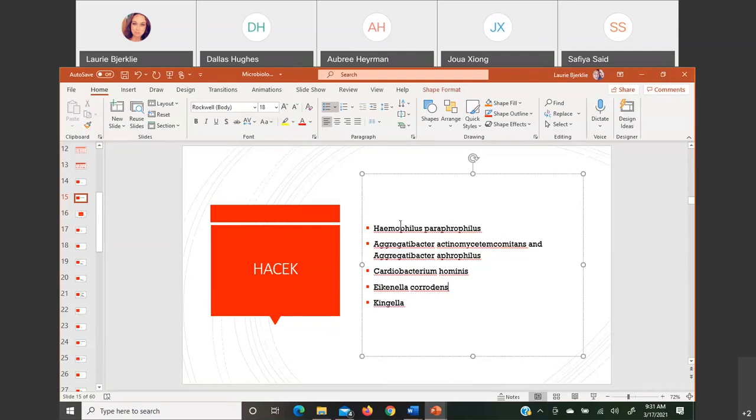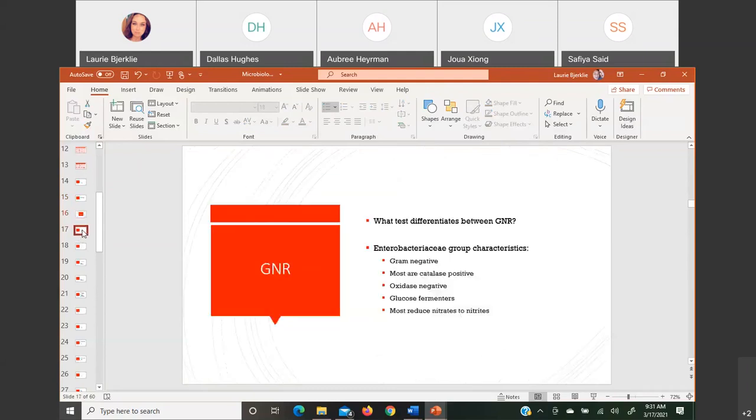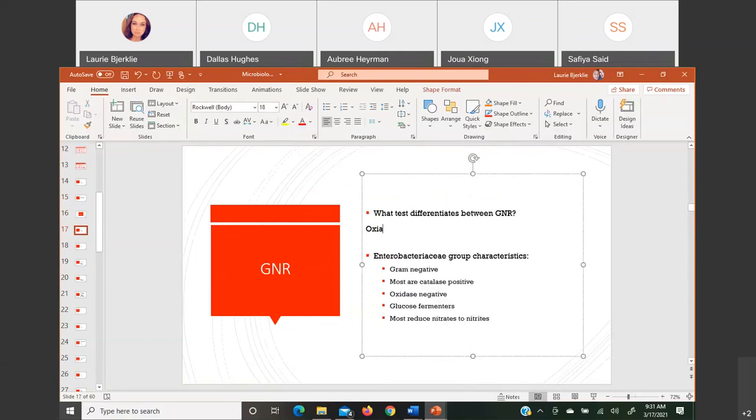Okay, good. All right, now we'll move on to the rest of our huge gram-negative rods. Mainly they come in the Enterobacteriaceae group. These you see every day in the micro world. So again, what test differentiates gram-negative rods? I think we've already answered that: it is oxidase. These Enterobacteriaceae are all put together because they're all oxidase negative. That's why we do that oxidase test first, because if it's oxidase negative, we're already thinking it may be one of these, because they're so popular.